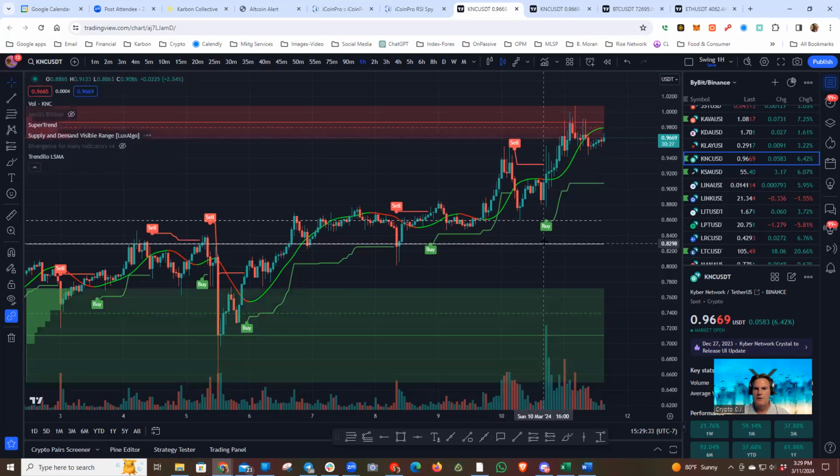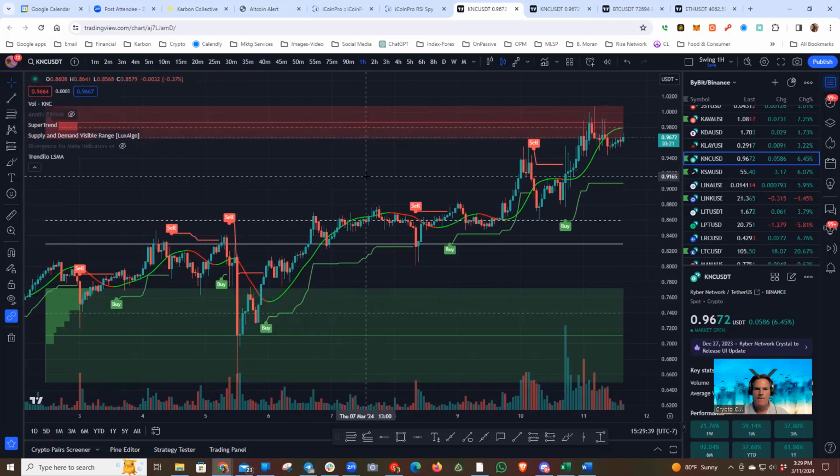On the hour, still in the buy, but again at the top of the red zone. Yeah, I'm kind of waffling on this one. But again, if you're going to hold it for a few weeks, just use that. Go to the week chart and use some of those values for your exit point. Any questions on KNC?